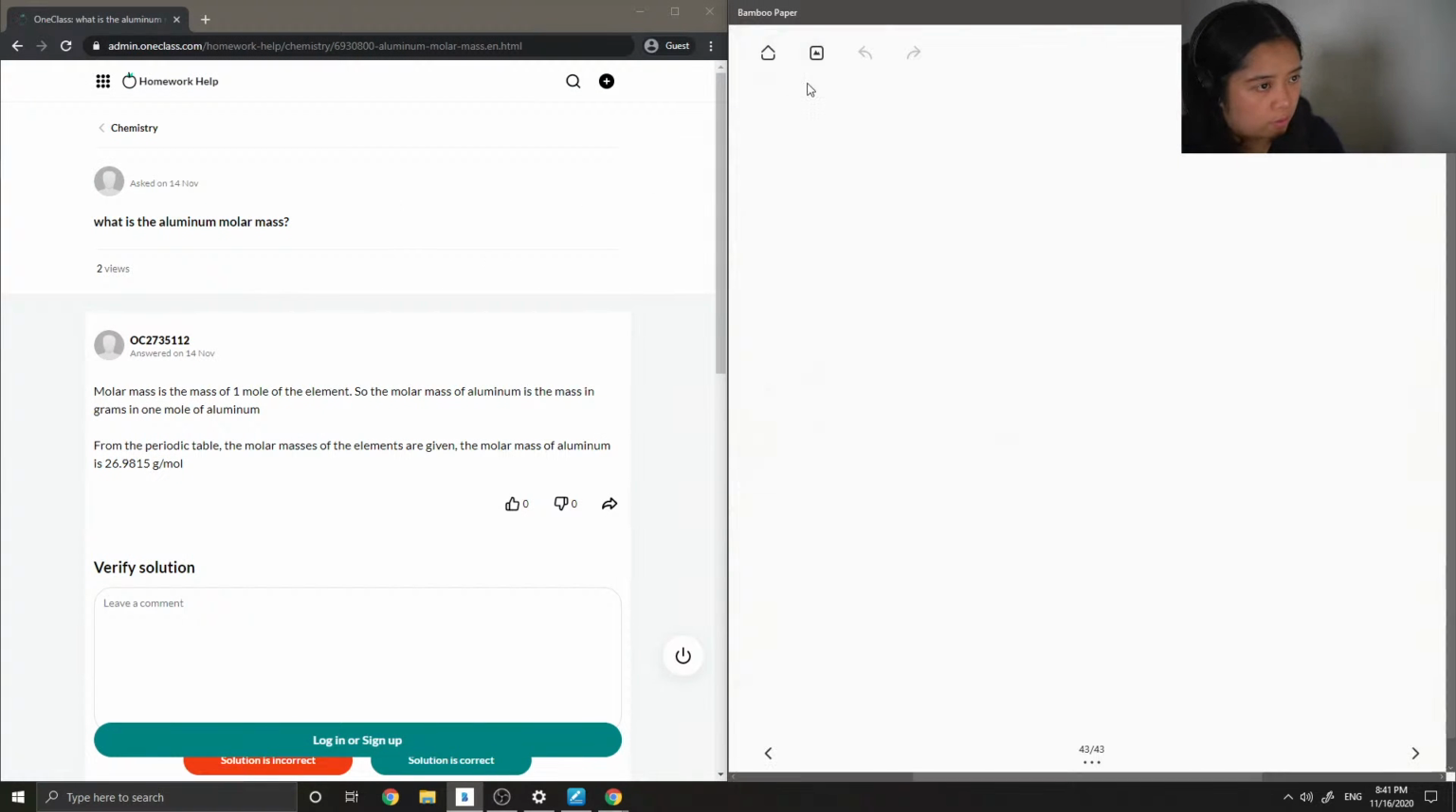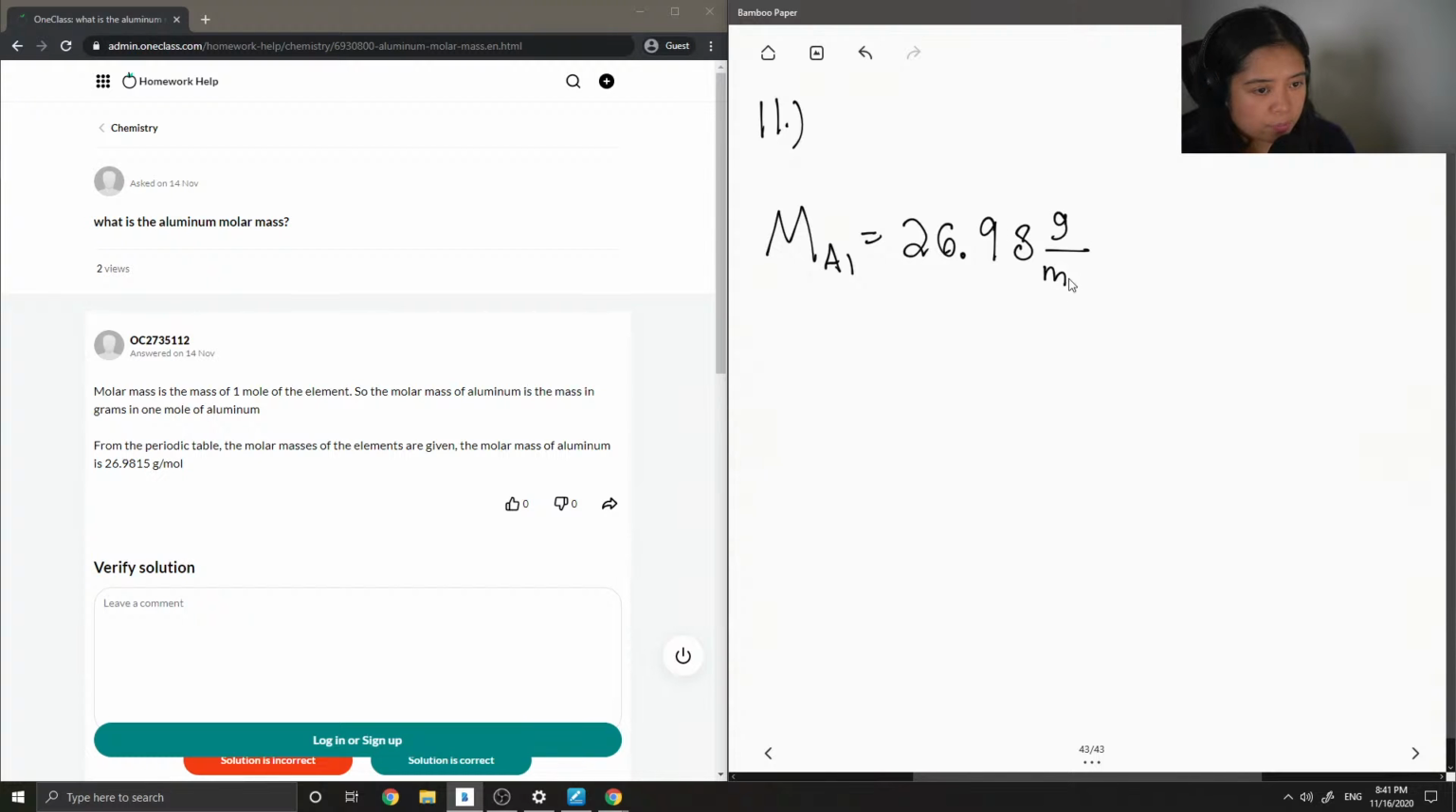Okay, so on to question 11. It just simply asks, what is the aluminum molar mass? So you would just simply find the molar mass of aluminum on the periodic table, and you'll see that it has a value of 26.98 grams per mole.